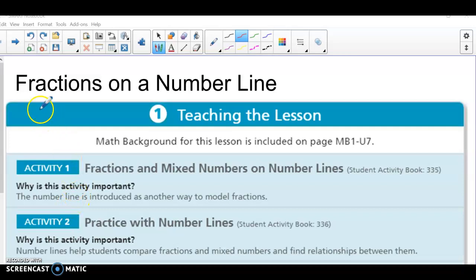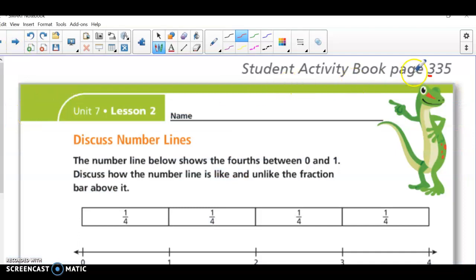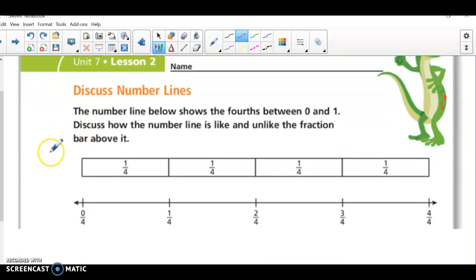This lesson will be focusing on fractions on a number line, and not just fractions, but also mixed numbers and improper fractions as well. So we'll review a little bit from our last unit before spring break. So I want you to open up to page 335 in your activity book, and let's take a look at the top two pictures here.